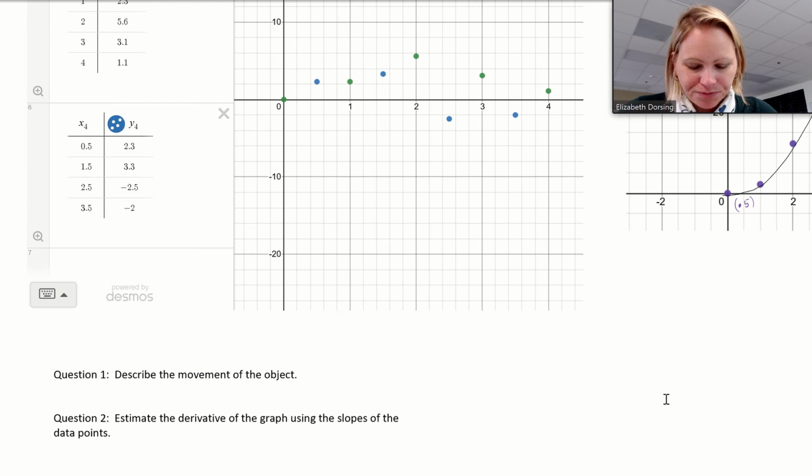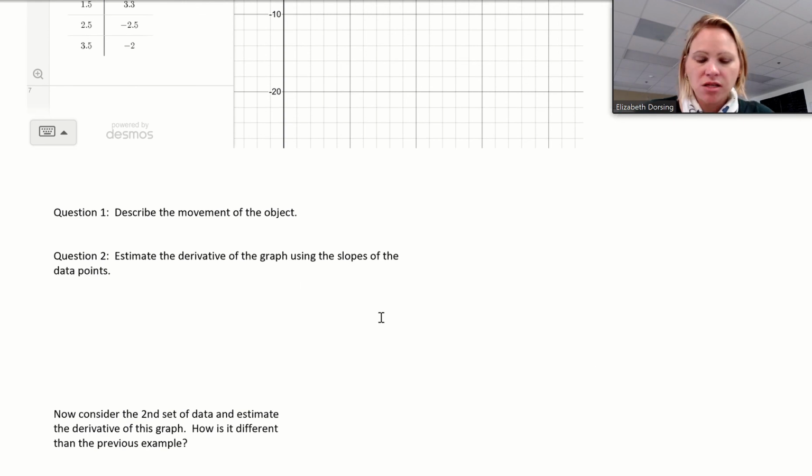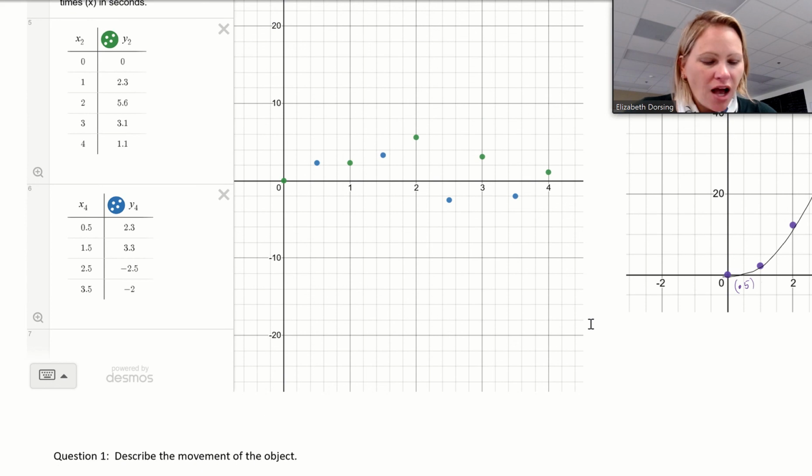So we've looked at movements of the object, we've estimated the derivative using the slopes, and we've considered this second set of data. And so I hope that this little introduction to this concept of derivatives is helpful to you. Keep in mind that there's going to come a time when we're going to find a faster way to evaluate these derivatives. But for right now, you need to be practicing those algebraic skills, and you need to be using that definition and applying it that way. It will show up on your AP exam in some way, shape, or form, so you'll be responsible to be familiar with that. But, you know, don't let the algebra keep you down.